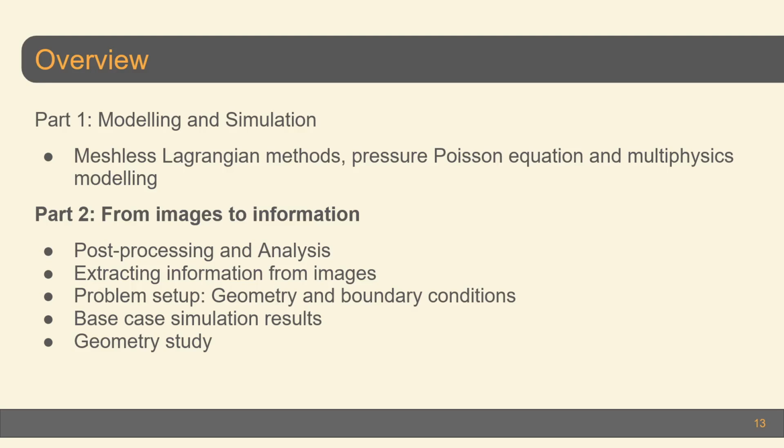We're going to move on to the problem setup by looking at the geometry and boundary conditions of the nozzle that we're looking at. And then when we look at the results, first I'm going to present a base case simulation and the results that we get from the base case. And then finally we follow this up with a geometric study that looks at how we can use this post-processing pipeline to carry out a geometric study, or to understand how the geometry of a nozzle influences our results.